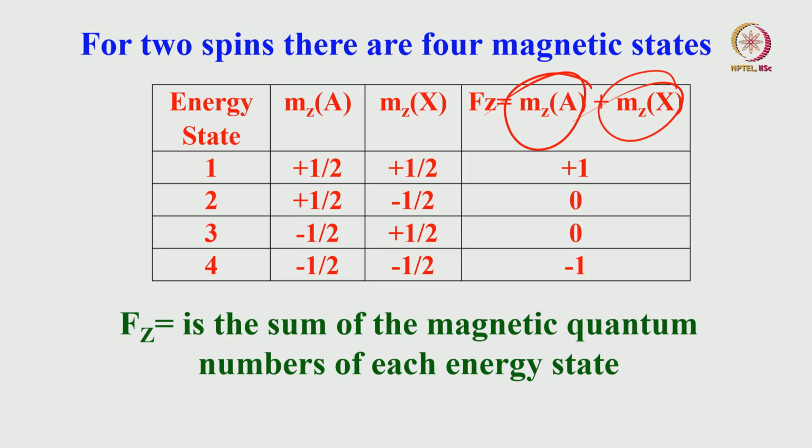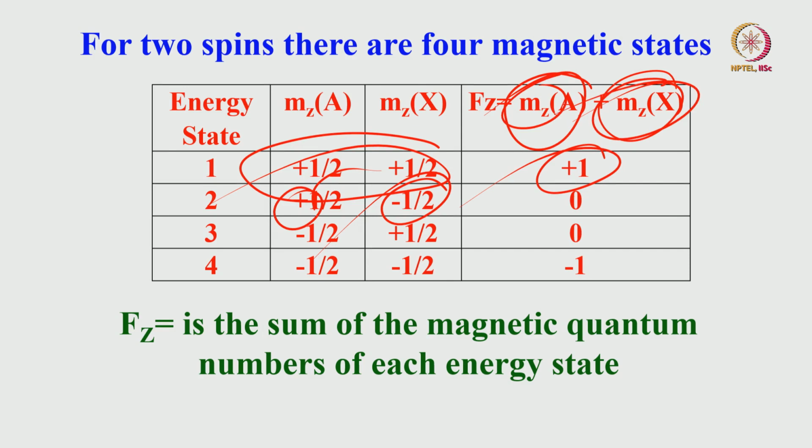I did not write it explicitly or work it out mathematically, but I told you that when both are in the alpha alpha state, plus half and plus half, the total magnetic quantum number of that energy state is plus 1. If one is plus half and the other is minus half, the total magnetic quantum number of that energy state is 0, because it is the sum of M_ZA and M_ZX.